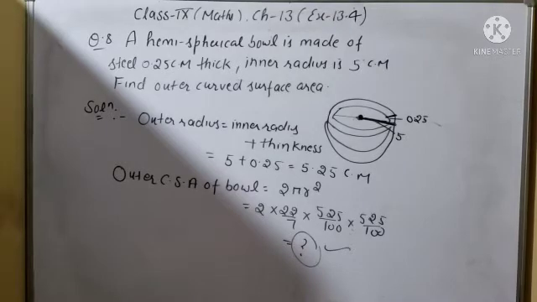This one will be the outer radius. So 5 plus 0.25, it will be 5.25 centimeter. Now the outer curved surface area will be 2 pi r square. So put the values and find out, after cancellation, the answer of this question. So it will be in the centimeter square. This is curved surface area.